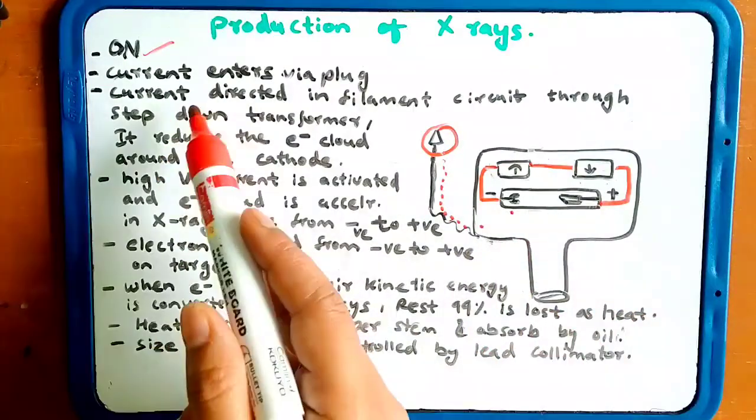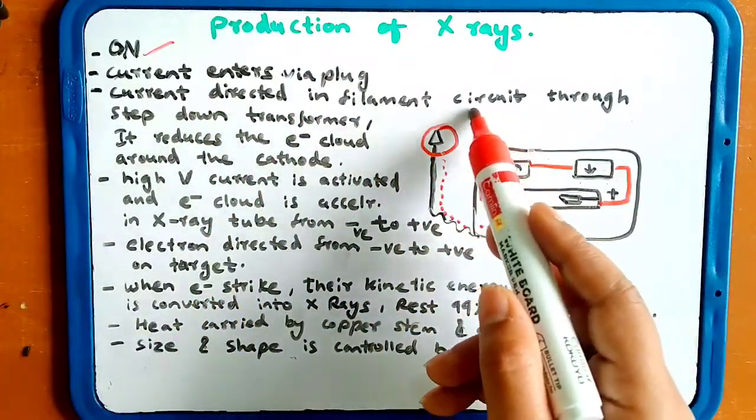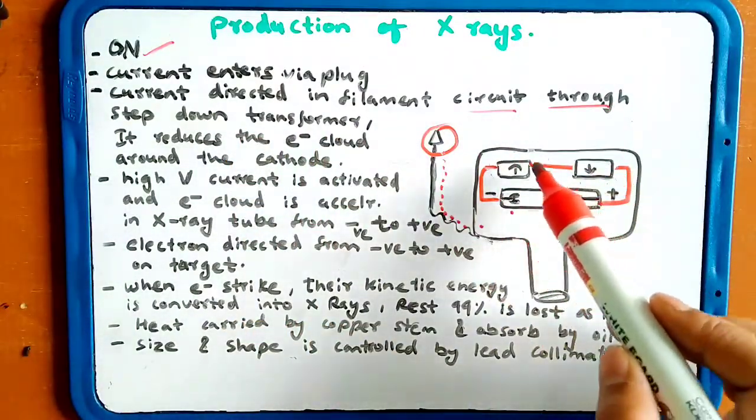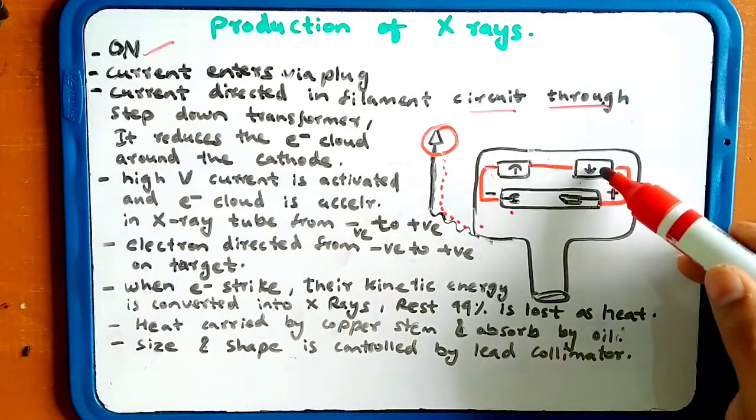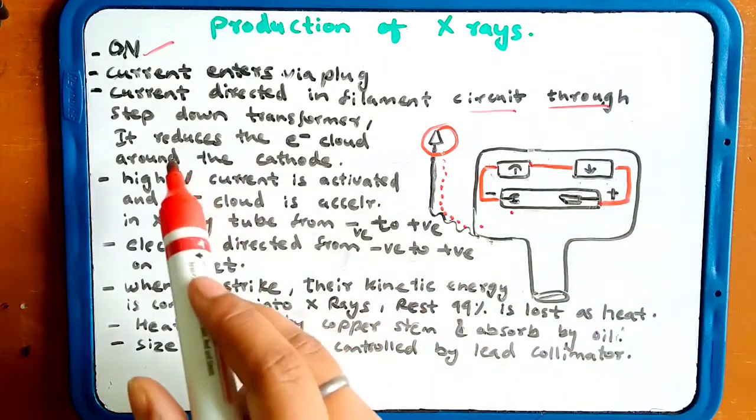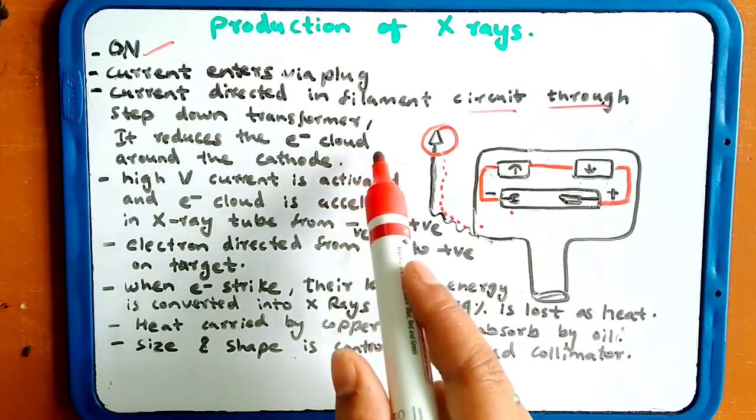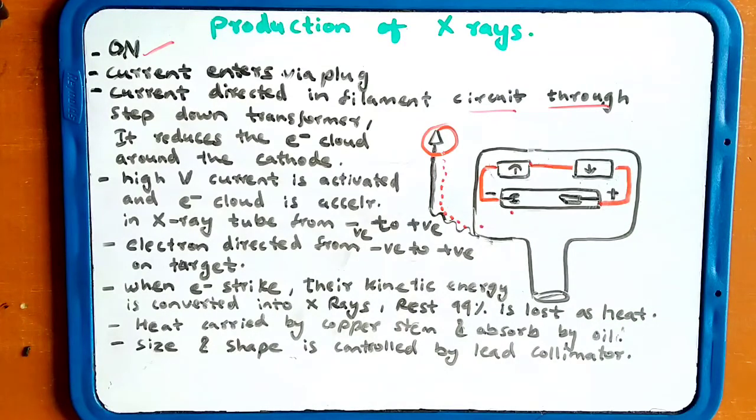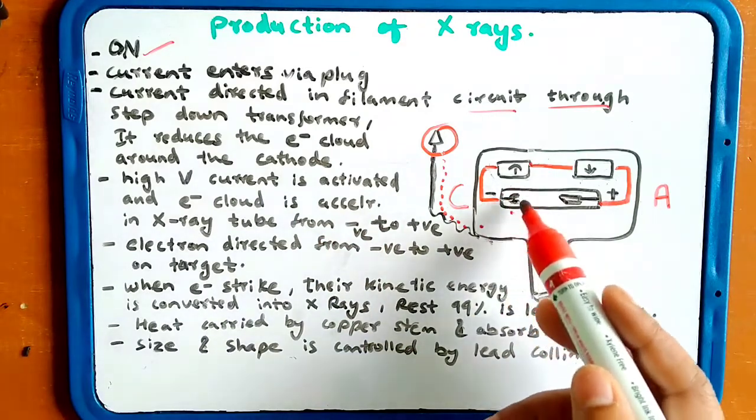The current is directed in the filament circuit through a step down transformer. The current is directed in the circuit via what? Via step down transformer. It reduces the electron cloud around the cathode. That is what it is going to do. The step down transformer will decrease the voltage and it is going to decrease the electron cloud around the cathode.